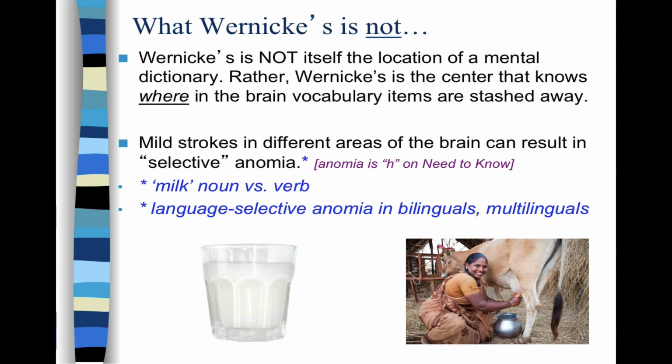Okay, what Wernicke's is not. In the beginning, they thought Wernicke's is the location of the mental dictionary. It's not. So Wernicke's itself is not the location of the mental dictionary or the mental lexicon. Rather, Wernicke's area is the center that knows where in the brain vocabulary items are stashed away.